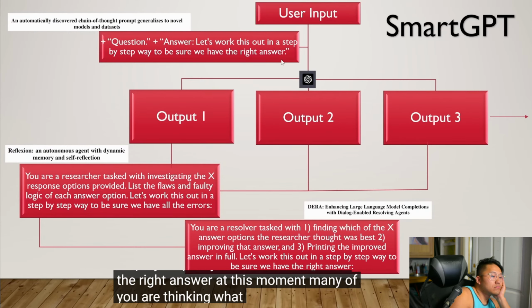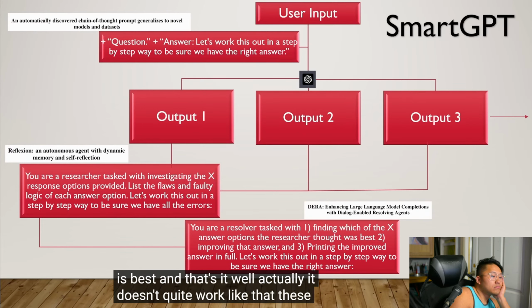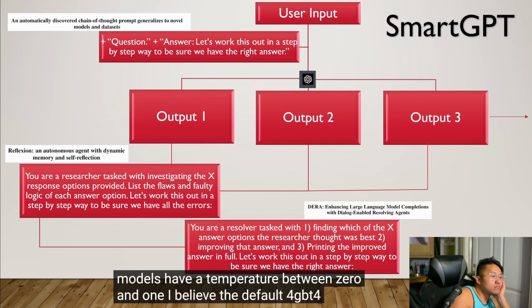Now, at this moment, many of you are thinking, what is the point of multiple outputs? It's GPT-4, it's just going to give you the answer it thinks is best, and that's it. Well, actually, it doesn't quite work like that. These models have a temperature between 0 and 1. I believe the default for GPT-4 might be around 0.5.